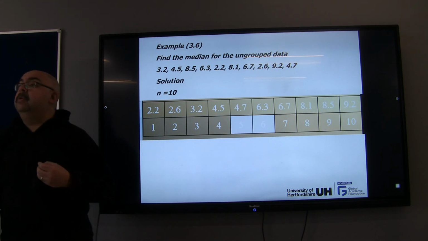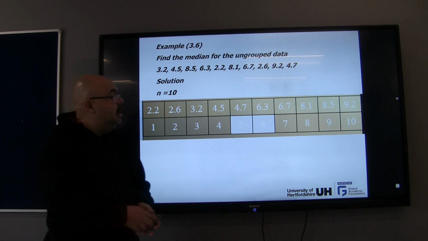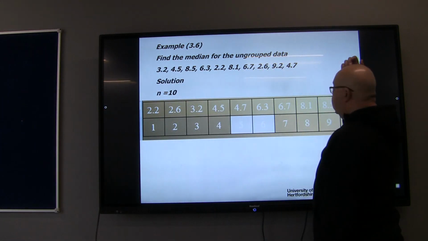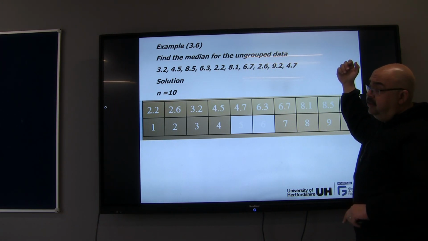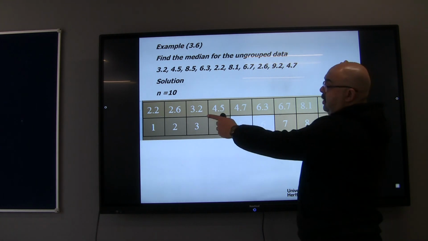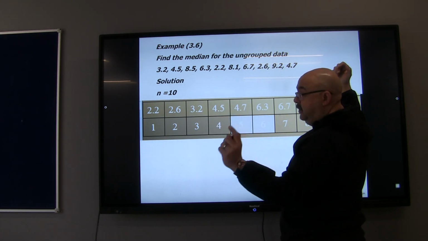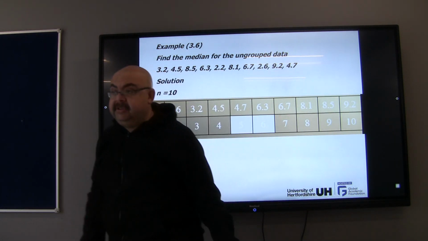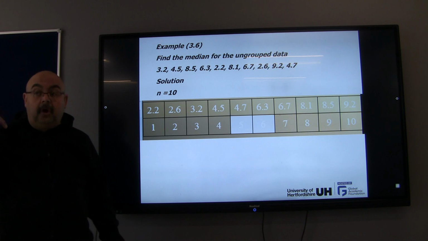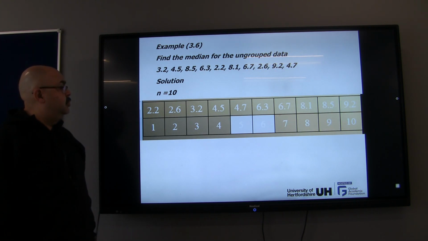What if the number is odd? If the count were 10 and every data set had a 9.2, what to do? Simply I will rearrange them, getting the number of observations, which is odd, plus 1, divided by 2, and then it will be the fifth observation, which is 4.7. That's the difference between an odd number of observations and an even number of observations.